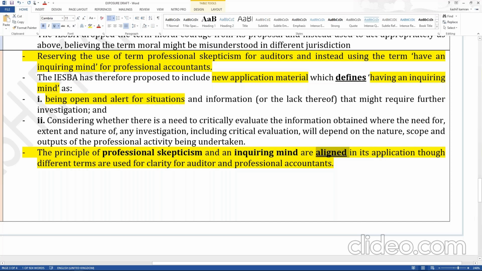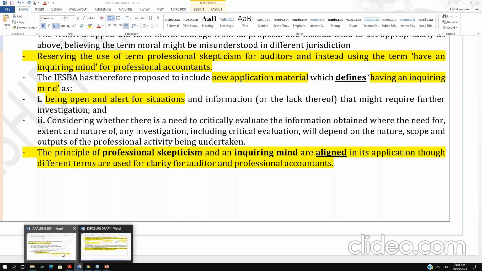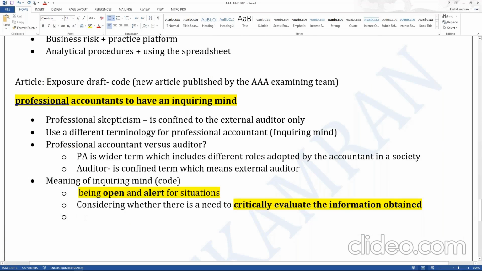So is the meaning of the term professional skepticism and the meaning of the term inquiring mind the same? Everyone agrees to that? But we are using different terminologies for the auditor and for the professional accountant. Is that clear to everyone? So in an exam paper, you will use the terminology professional skepticism for an auditor and inquiring mind for a professional accountant, even though the meaning of both terminologies is the same. Will you remember the definition of inquiring mind: being open and alert for situations and considering whether there is a need to critically evaluate the information?